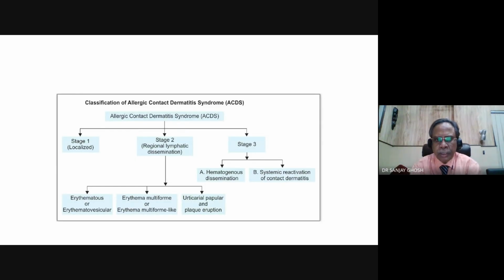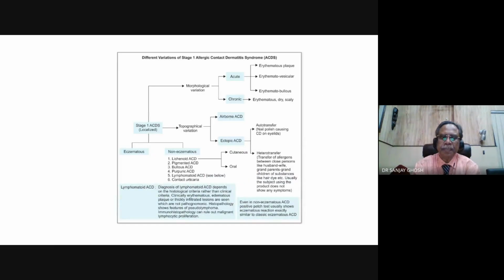So allergic contact dermatitis syndrome, stage 1 I told is localized, which is normally termed contact dermatitis, and people know this as contact dermatitis. Now stage 2 I told is lymphatic, local lymphatic dissemination: erythematous or erythemato-vesicular, erythema multiforme or erythema multiforme-like, or urticarial papules and plaques, which I'll show pictures of later. And stage 3 I already told is hematogenous, stage 3A, and stage 3B is the systemic reactivation of contact dermatitis.